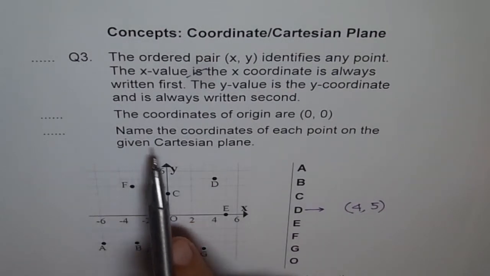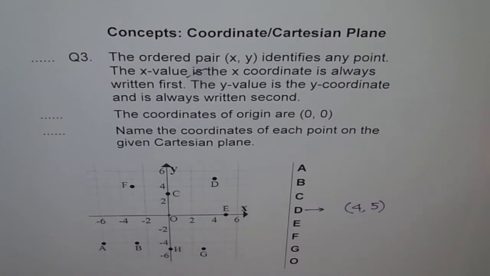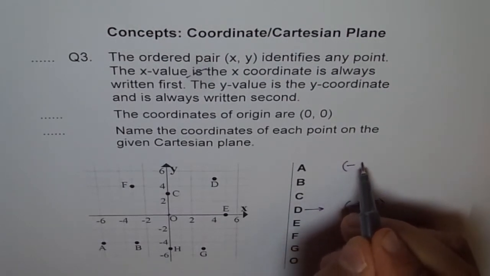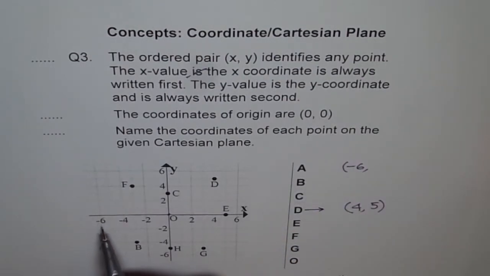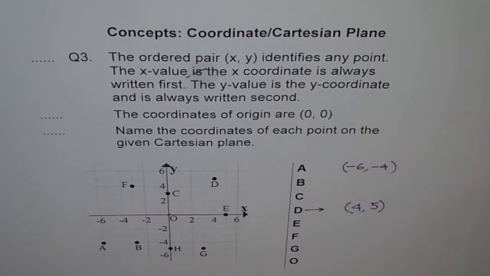Now, name the coordinates of each point on the given Cartesian plane. That is an exercise for you. Take a copy or a snapshot and write down the answers. For example, A. Now A is here. To come to A, this is minus 6. So the x value is minus 6 and the y value is minus 4. That is the ordered pair for A.